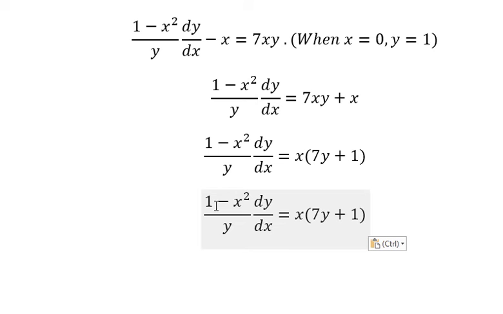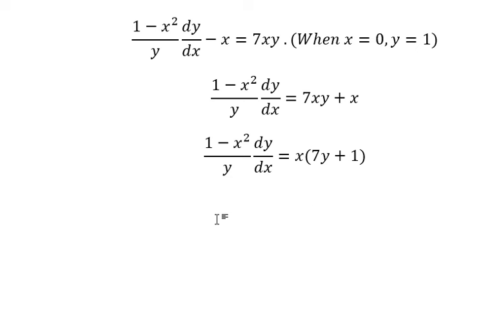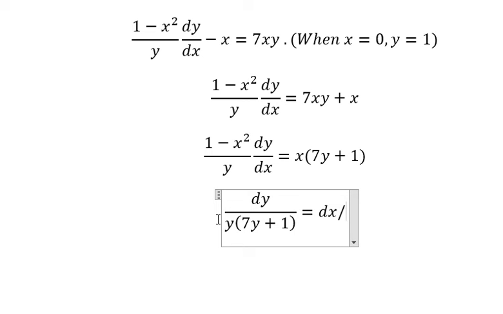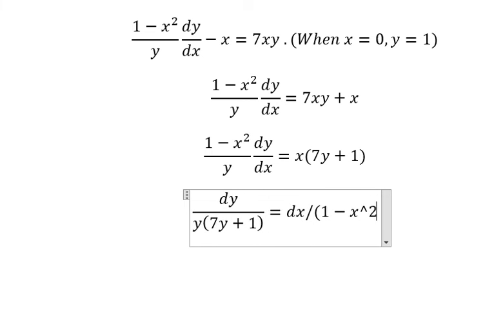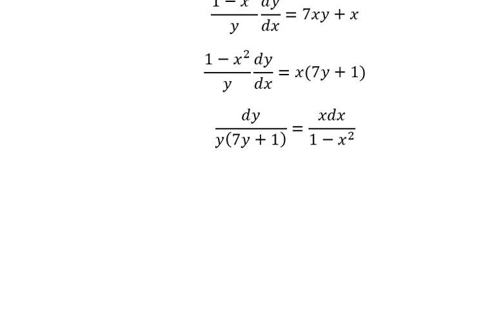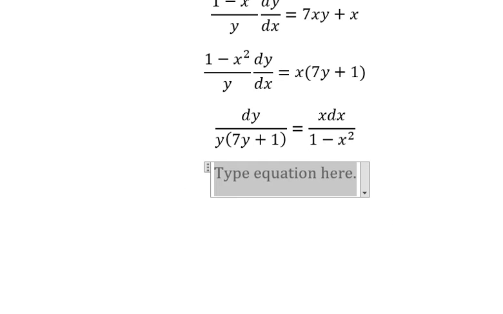So the x and 1 minus x squared we put on the right, 7y plus 1 we put on the left. Next, we put the integration for both sides.